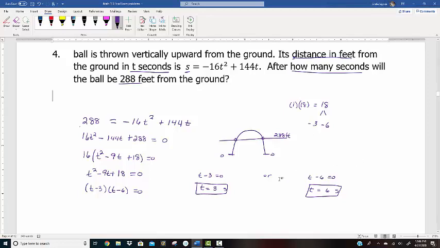Now, if it was different, if you were on the ground when they reached it, you're only going to get 1 answer, because after it takes off, it's only on the ground 1 time. Or if it was at the vertex, it would only be 1 time, but you wouldn't know until you do the calculation.